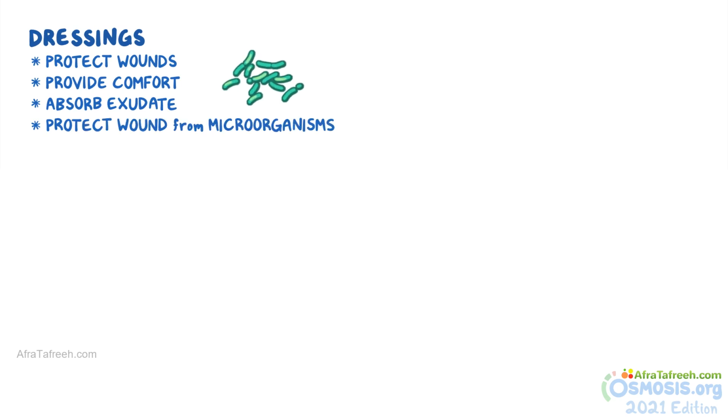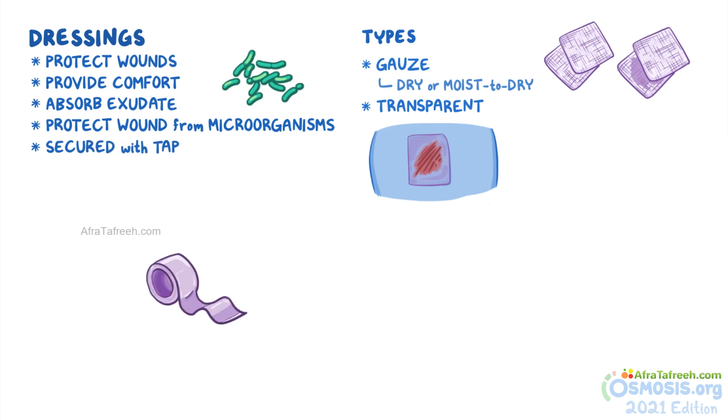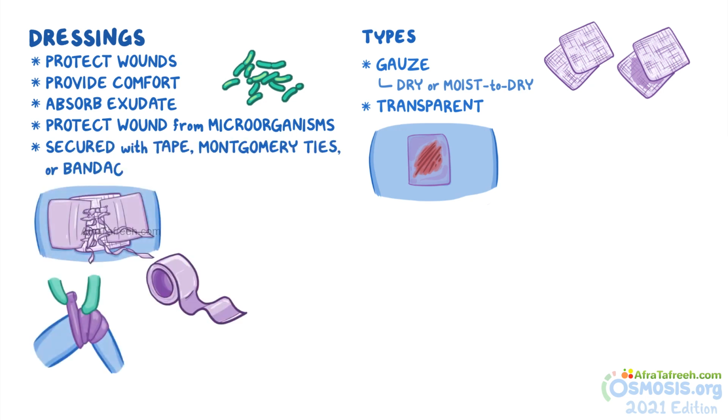Alright, as a quick recap, dressings are used to protect wounds, provide comfort, absorb exudate, and protect the wound from microorganisms. Types of dressings include gauze, which can be applied as a dry dressing or a moist to dry dressing, and transparent dressings. Dressings are secured with tape, Montgomery ties, or a bandage.